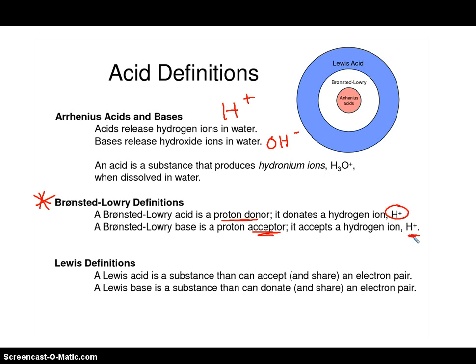And then I'm not even really going to look at the Lewis acid and base. You can pause the video if you'd like and read through that. It basically says the same thing. But really, we want to concentrate on the Bronsted-Lowry. So an acid is a proton donor. A base is a proton acceptor. So we're really going to be looking at the role of the hydrogen ion in these solutions.